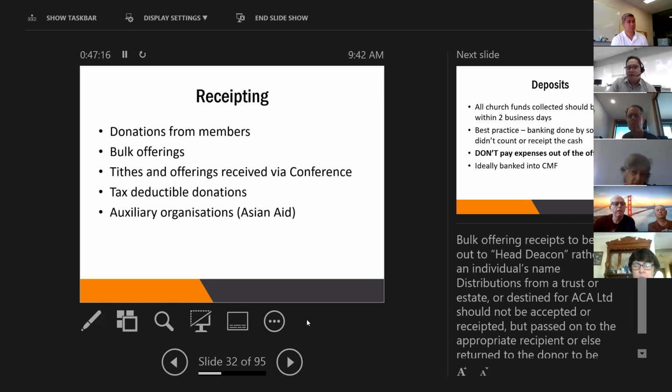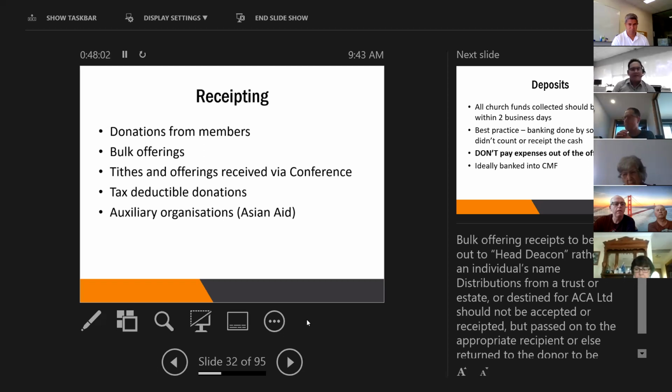There are also tax deductible donations. For example, ADRA is a very typical one. The majority of their offerings are tax deductible. So if a donor on their envelope, for example, says $100 for ADRA, then when you record this entry on Tours, if you choose the ADRA account, you will find that when you generate a receipt, it will say this is a donation that can be used for tax deductible purposes as well.